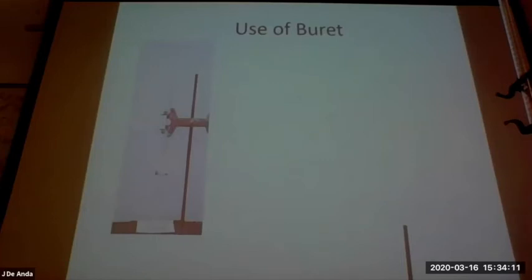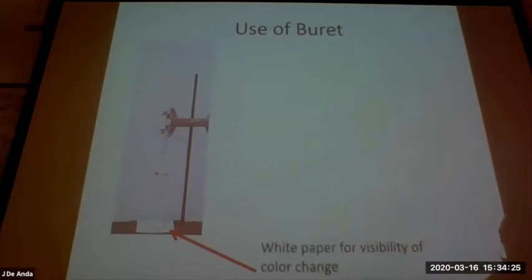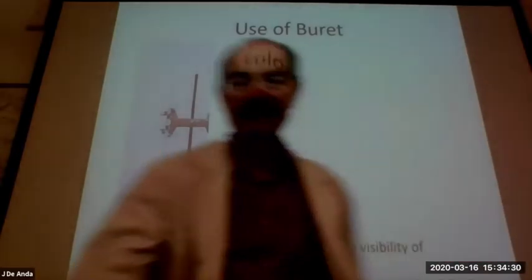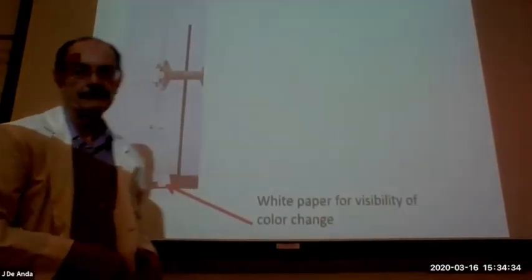The reaction requires that you observe a very faint color change. For that purpose, you typically want to put your reaction flask over a piece of white paper just to help with your visibility. All right? Let me put this a little here. Okay, there we go.